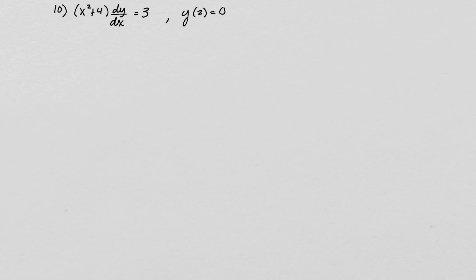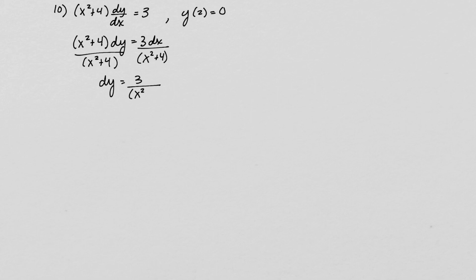You kind of want to think about, basically, I'm trying to separate out the variables. So we can think of that dy/dx as kind of two pieces. If I multiplied both sides by dx, on the left side I'd just be left with (x squared plus 4) times dy, and on the right side I'd have 3 dx. And now if I divide both sides by x squared plus 4, I'm going to end up with dy equal to 3 over x squared plus 4 dx.